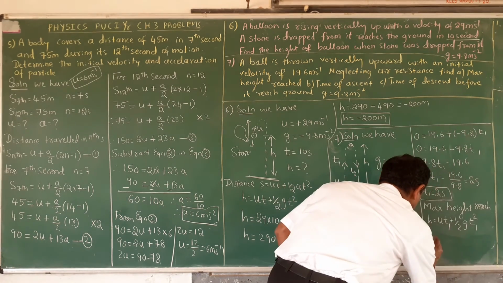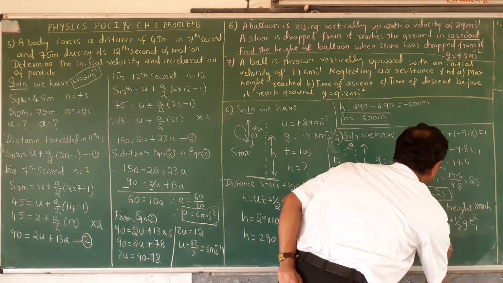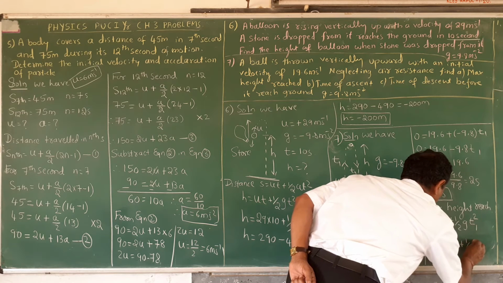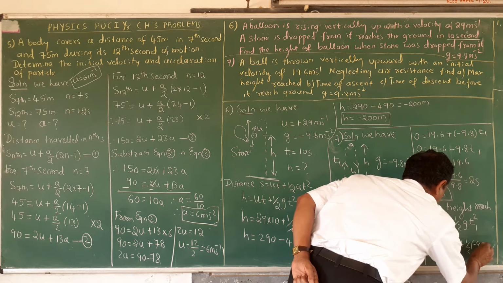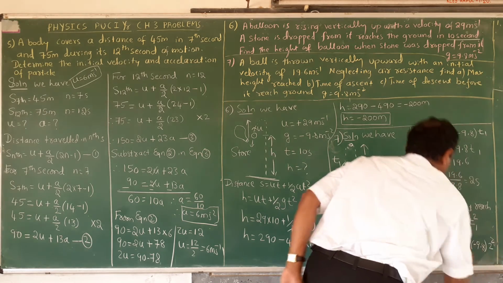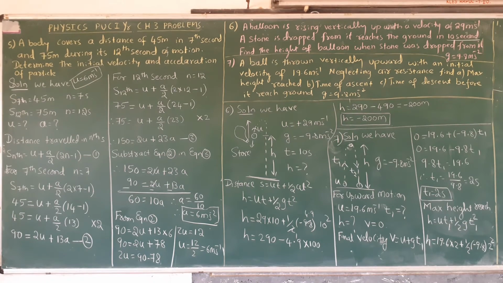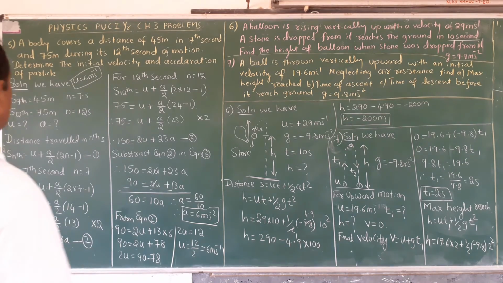Yes, h is equal to 19.6 into 2 plus 1 by 2 minus 9.8 into 2 square. This is it. Now you solve this one. How much you got the answer now? See here. You solve this one. How much you got the answer? How to solve it?